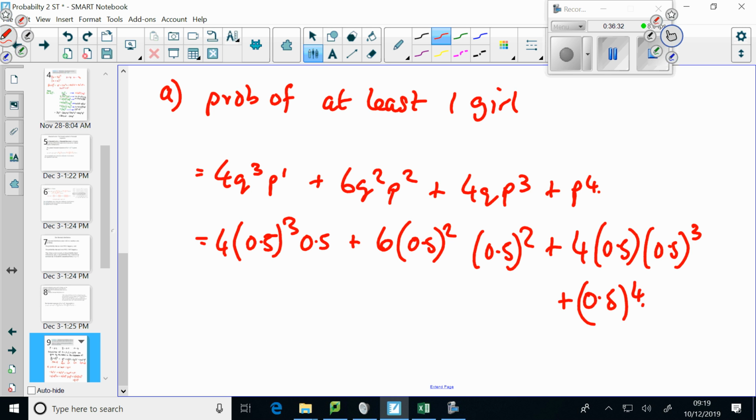But the probability of there being two is not the same as the probability of one. If you work out the individual probabilities, you get the same on the ends because they're both 0.5 to the 4. I can see where you're looking, but it doesn't work like that, because the probabilities of each term are not the same.